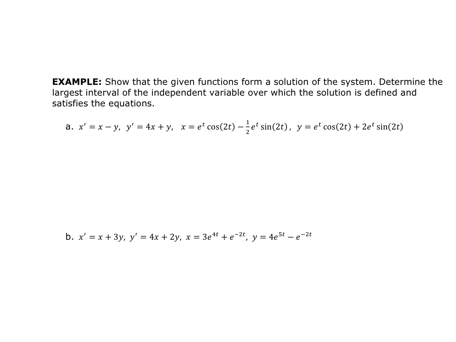So on this one, all we're asked to do is show that the given functions form a solution of the system, and determine the largest interval, again, of the independent variable over which the solution is defined and satisfies the equation.